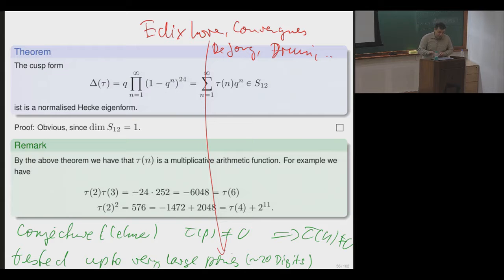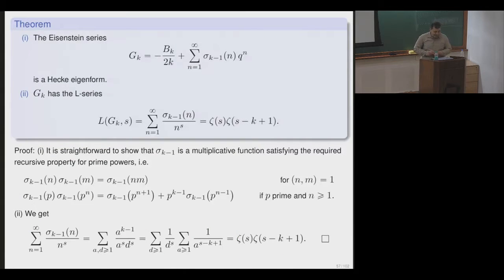Okay, so again, some little appetizers. Coming back to Eisenstein series, the Eisenstein series are also Hecke eigenforms, but this way we prove it backwards, by just recognizing that these divisor functions satisfy these nice multiplicative properties. And also we can make the L series.